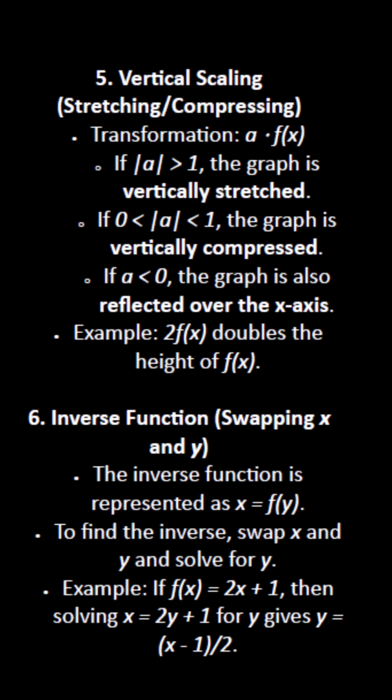But the sign of a also plays a critical role, doesn't it? Absolutely. If a is negative, not only do you get the stretch or compression, but also a reflection across the x-axis. So for instance, 2f of x would double that distance, while negative 0.5 f of x would halve that distance and flip it upside down.